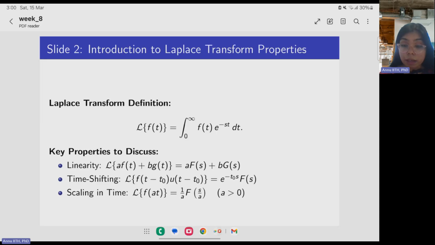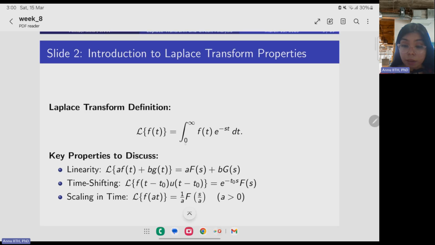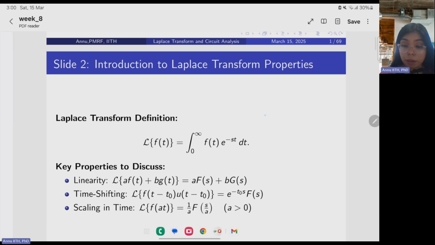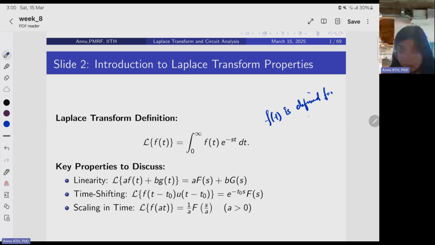Here we will be going through the concepts to solve the problems. So basically, if we talk about the introduction to the Laplace transform property, we have the formula: L of f(t) is equal to the integral from 0 to infinity of f(t) e^(-st) dt, where f(t) is defined for t greater than or equal to 0. Otherwise, it will be minus infinity to infinity.